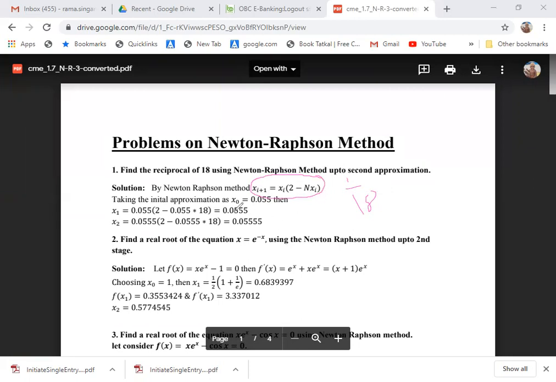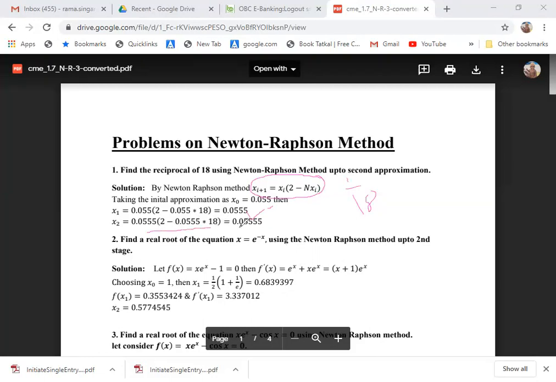Now we need to take the initial guess, x0. So it should be very close to the exact value of 1 by 18. So starting with x0 = 0.055, we are finding the first approximation x1 equals x0 into (2 minus n x0), that means 18 x0. We are getting the value 0.0555. And using this first approximation, we are getting x2 equals x1 into (2 minus 18 x1).